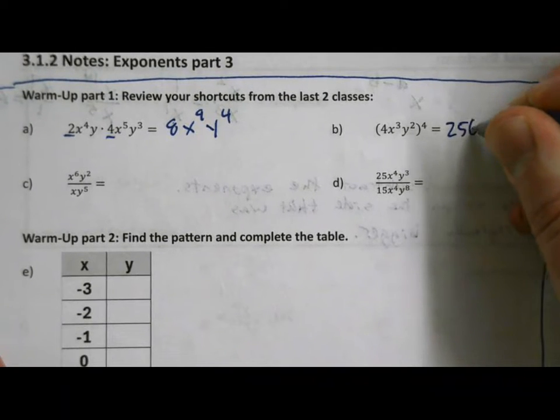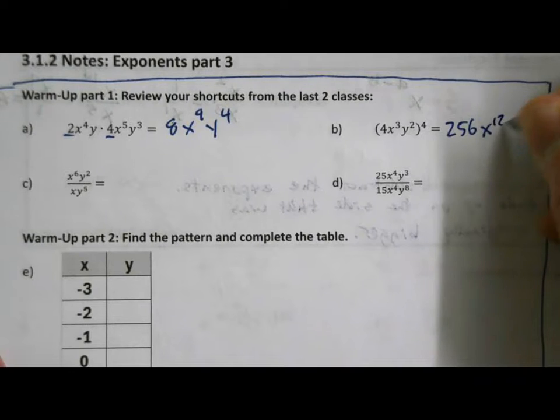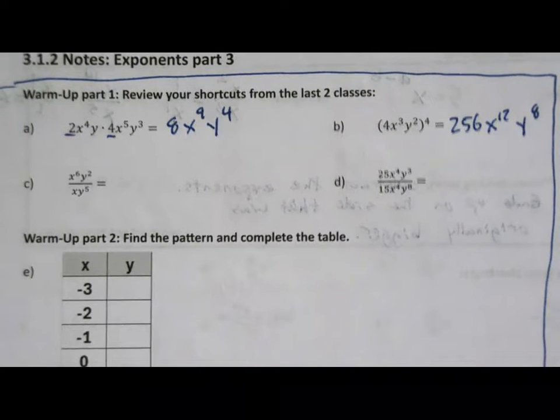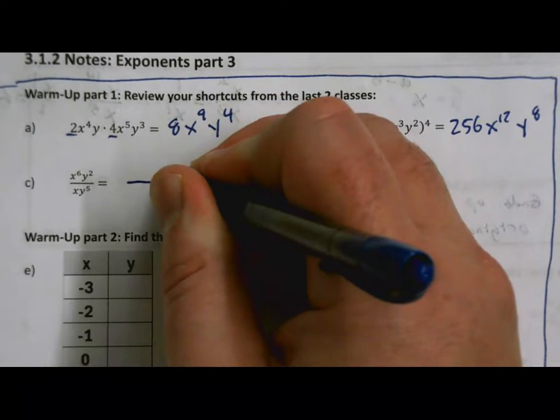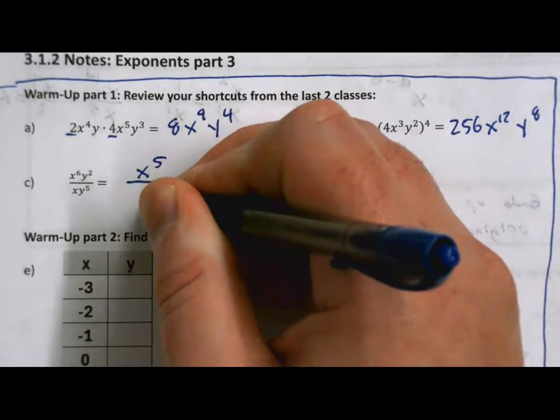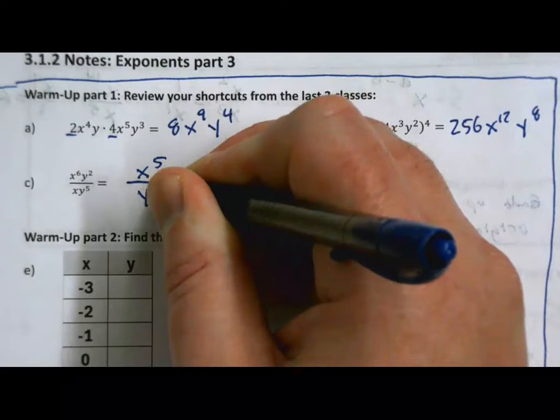For part B, let's see, 4 to the 4th is 4 times 4 is 16 times 4 is 64 times 4 is 256. X to the 12th, y to the 8th. I'm hopeful in part C that you ended up with 5 x's on the top and 3 y's on the bottom.